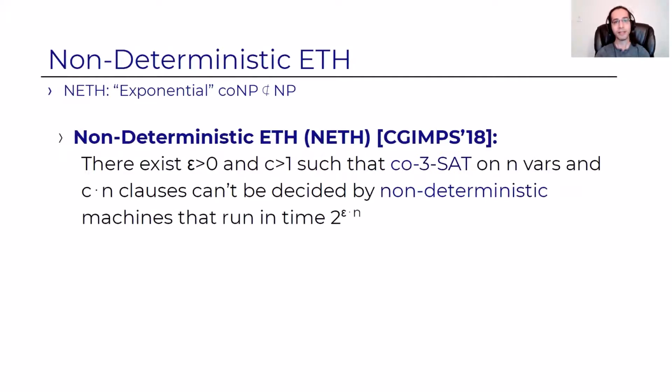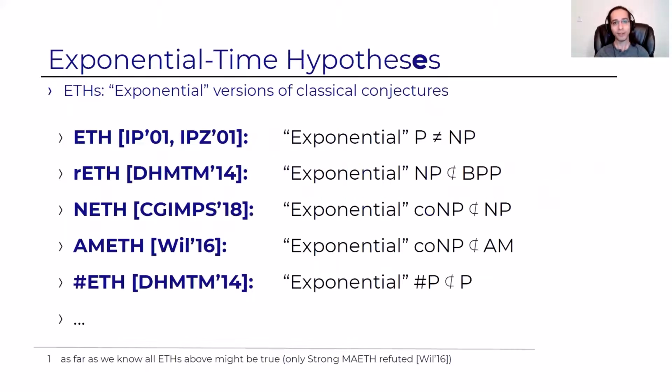Along the same line, we can take an exponential version, for example, of co-NP is different from NP. This is the non-deterministic ETH, which says that co-3-SAT is exponentially hard for non-deterministic machines. So the hardness will again be 2 to the epsilon n. And you know, we can do this all day. We can take any classical complexity conjecture, for example, a separation of AM from co-NP or of sharp-P from P, and this will be a sort of exponential time hypothesis. Together we call these exponential time hypotheses with an E, and these are the ETHs.